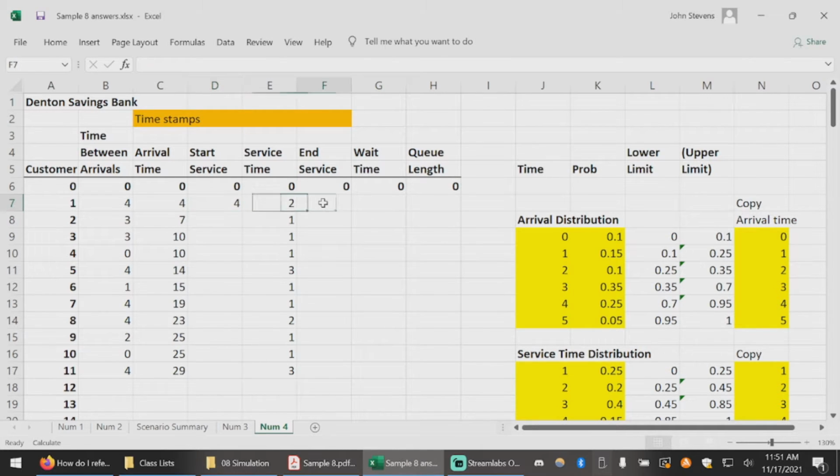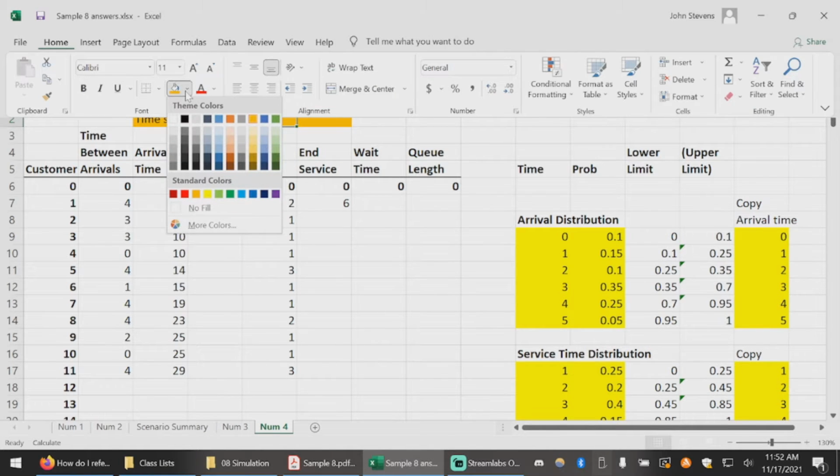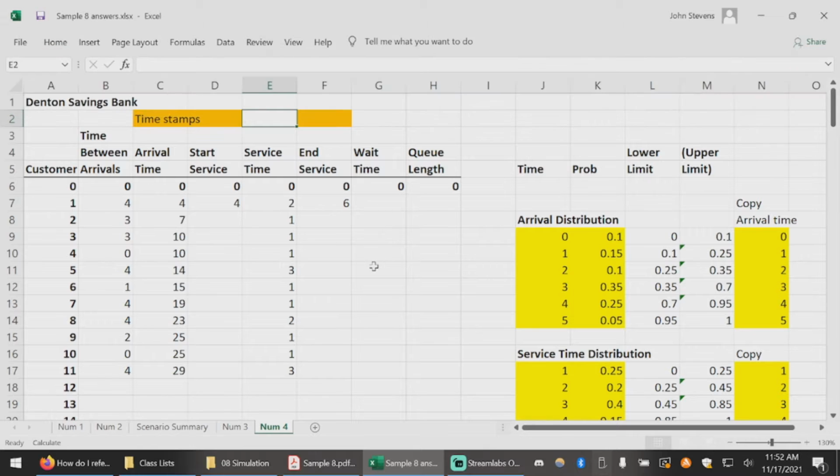How do I calculate the end of service? Well, it's when it starts plus the service time. So I'll just put a formula in there, because that doesn't seem to be too difficult. So the start of the service plus the service time. Okay, now fair enough, this is not a timestamp, the service time, right? Let's get rid of that. There we go. That's an actual number of minutes that I add to get the new timestamp of 6.